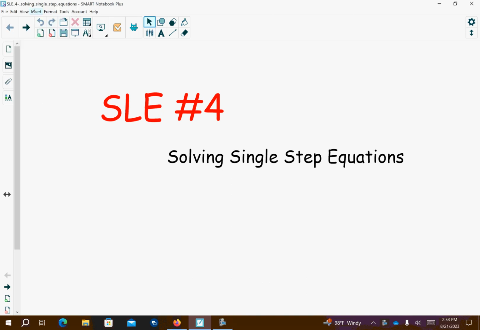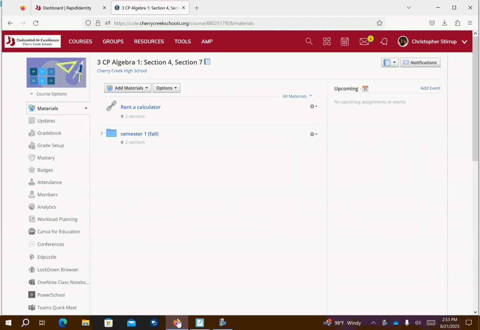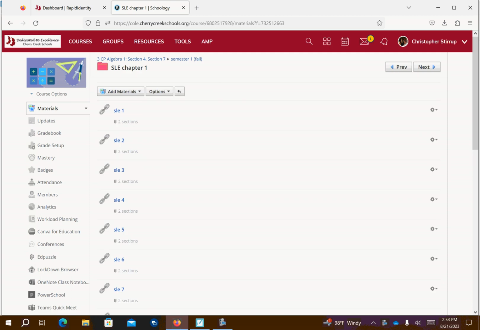Hi, CP Algebra 1. Just so you know, any of the problems from last night's homework, you can go back in on Schoology under our courses, which is CP Algebra 1. If you go in the Semester 1 folder, the SLE Chapter 1, each one of these are the chapters. SLE number 3 would be the odd answers from last night's homework. Obviously, SLE number 4 would be the odd answers for today's lesson. So please be aware those will take you to a video. You can change the closed captioning to what you would like.